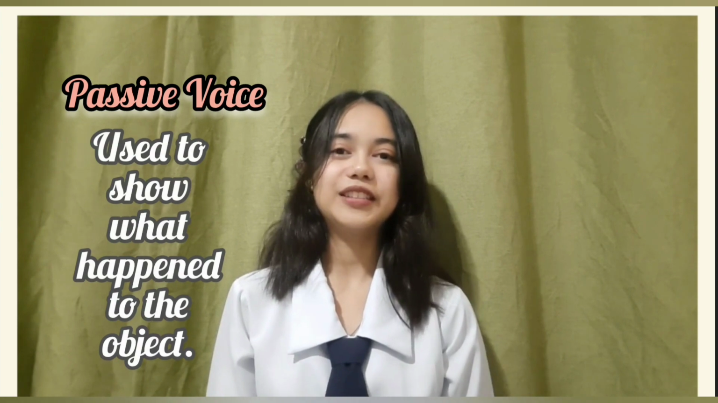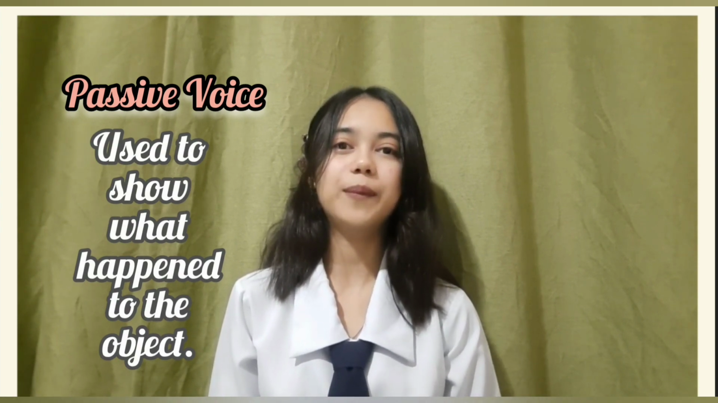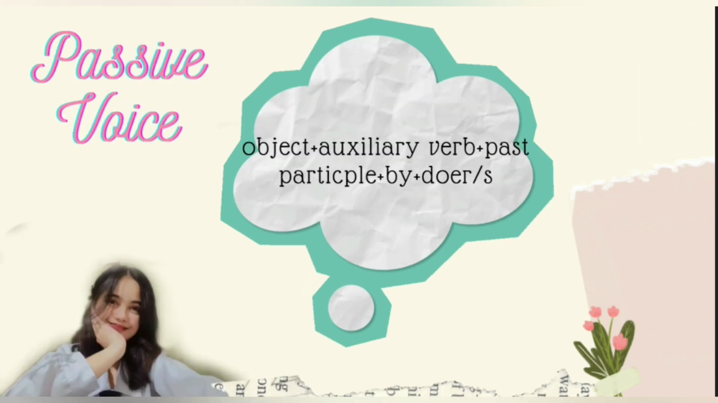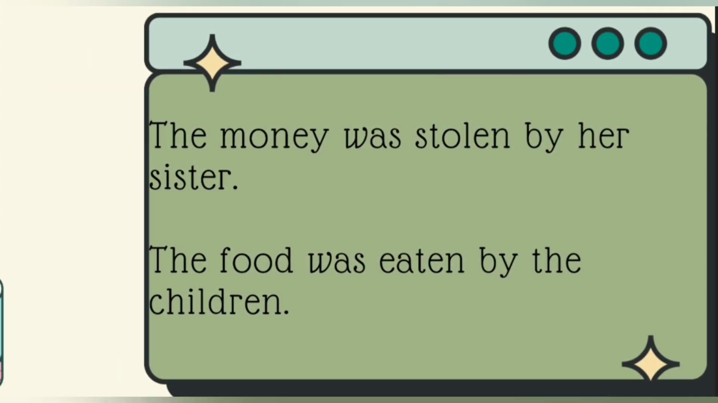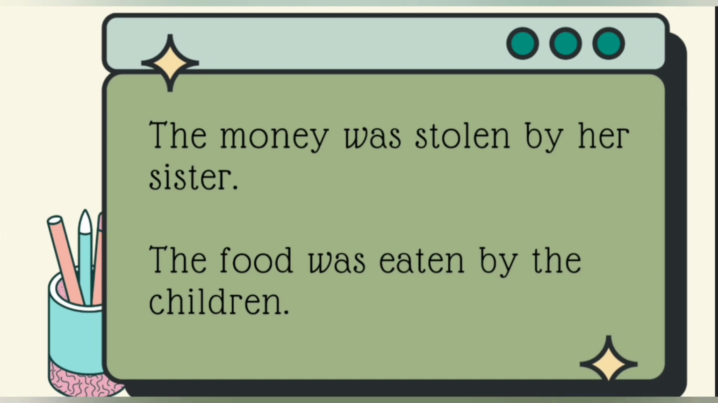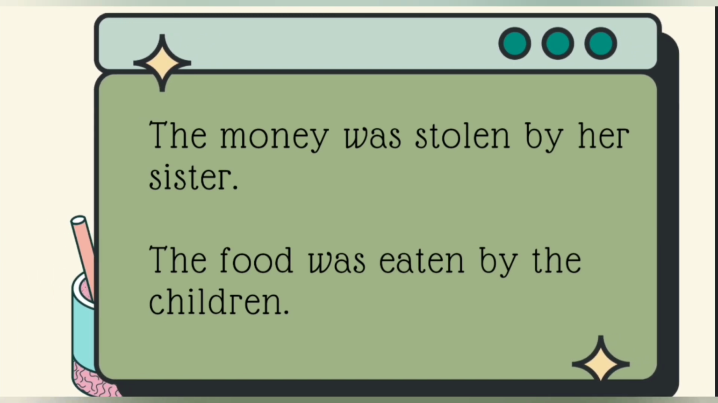What about the passive voice? Passive voice is used to show what happened to the object. Its basic form is object plus auxiliary verb plus past participle plus preposition by plus a doer or the subject. For example, the money was stolen by her sister.